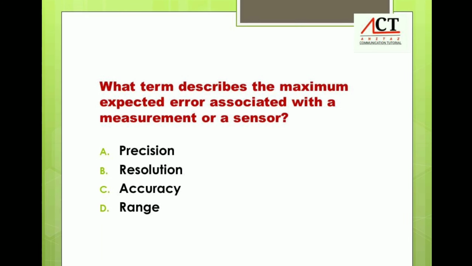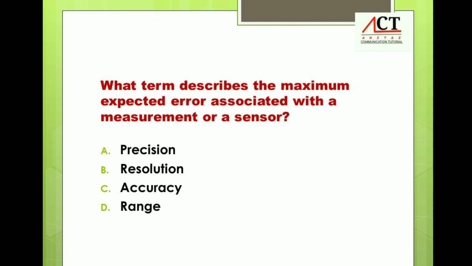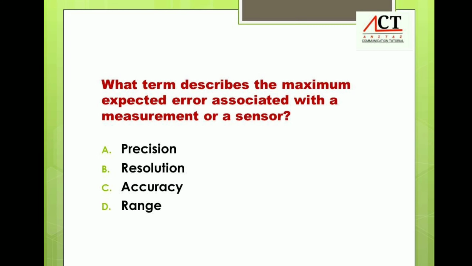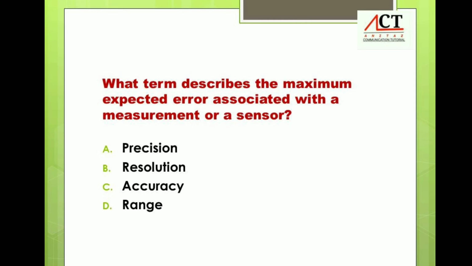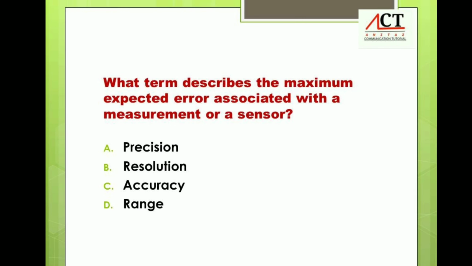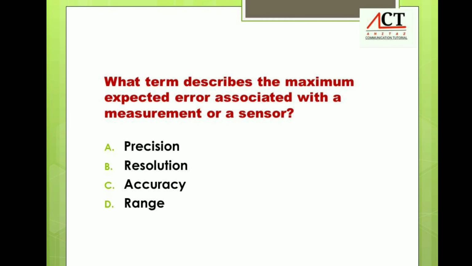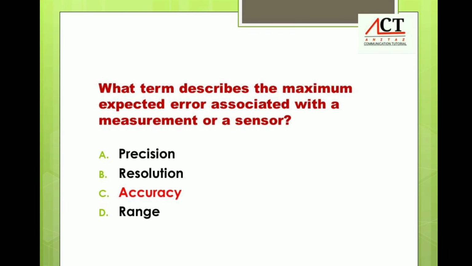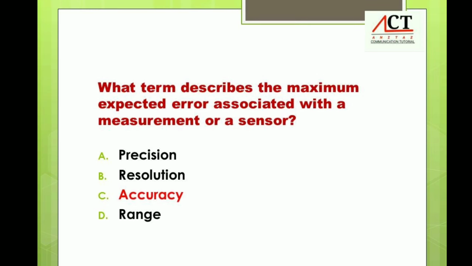Next question is, what term describes the maximum expected error associated with a measurement or a sensor? A, precision, B, resolution, C, accuracy, and D, range. The correct answer is option C, that is accuracy.